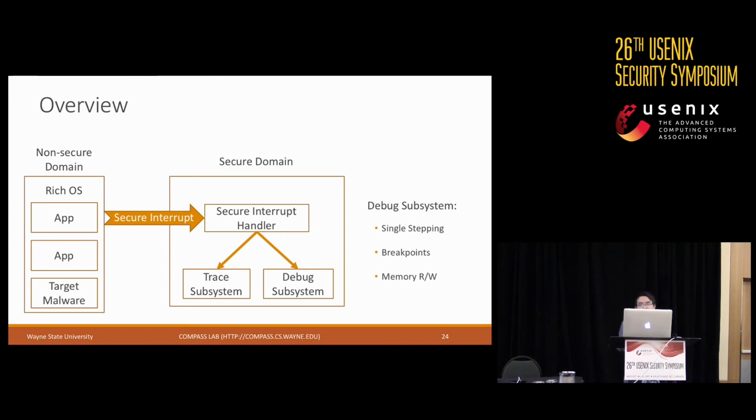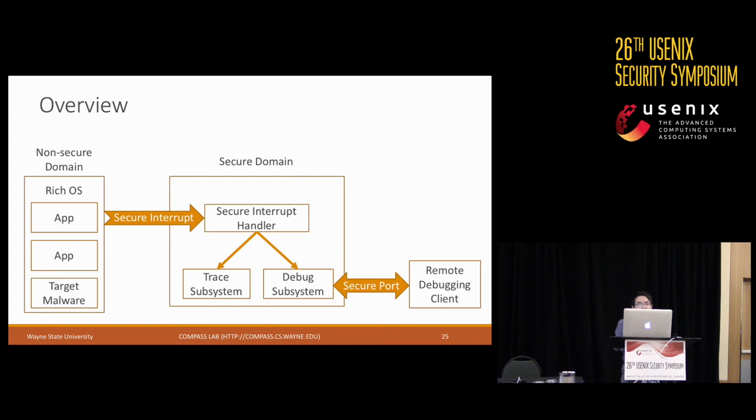Similarly, if we want to debug the target malware, the secure interrupt can be forwarded to the debug subsystem. In the debug subsystem, we leverage QEMU to implement some debug features, like single instruction stepping, breakpoints, and memory reading and writing. And also, we connect the debug subsystem to a remote debugging client via a secure port. This secure port can only be detected by the secure domain. The non-secure domain cannot be aware of this port.